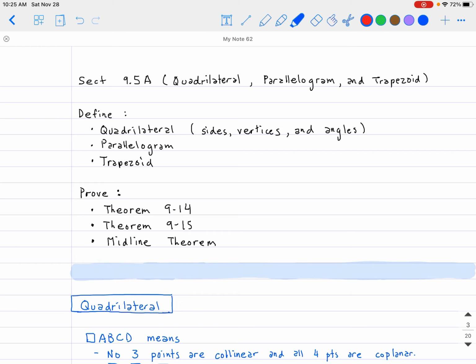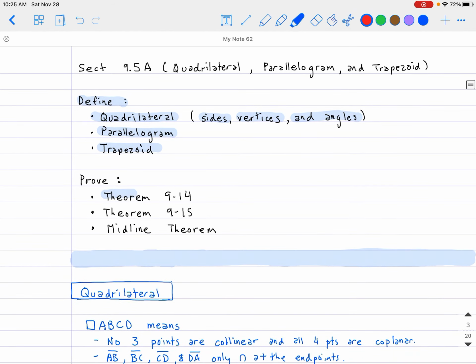These are the topics that we're going to be covering for today. As we said, we're going to define what is a quadrilateral, and also the stuff that goes along with it, like sides, vertices, and angles. In addition to that, we are going to talk about the parallelogram and also the trapezoid, specific types of quadrilateral. Then afterwards, we're going to look at a few theorems, theorem 9.14 and also theorem 9.15.